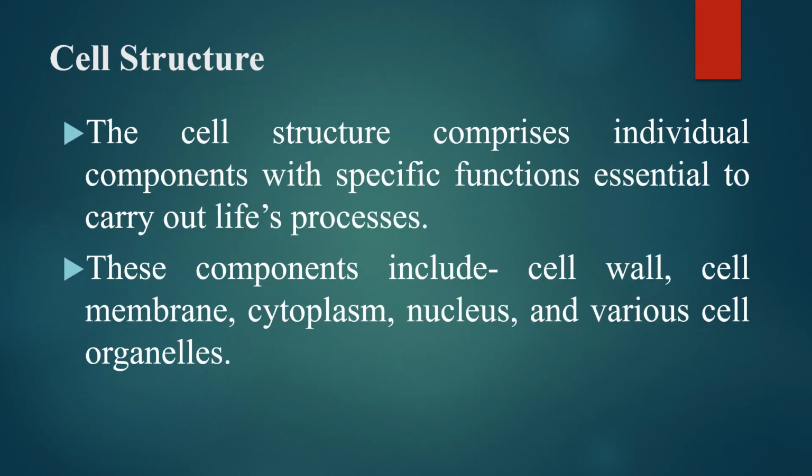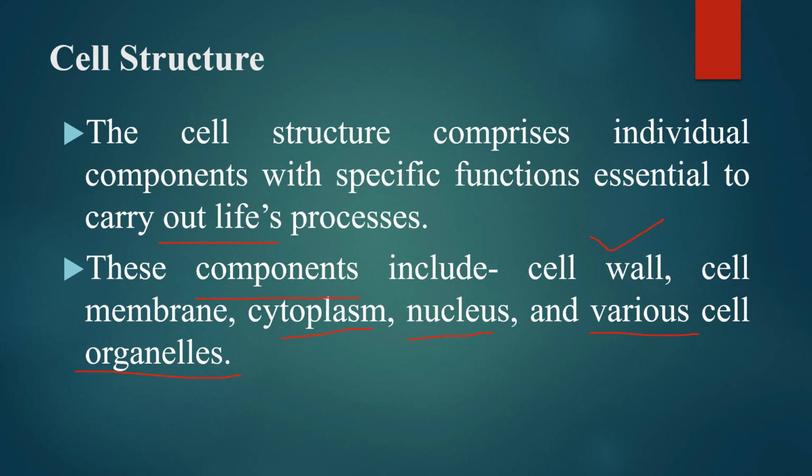Next, the cell structure. The cell structure comprises individual components with specific functions essential to carry out life processes. These include components like cell wall, then cell membrane. Inside the cell wall, cell membrane is present. Then cytoplasm. Cytoplasm is the matrix or fluid part of the cell. Then nucleus. It is the central part or brain of the cell. The nucleus controls all the activities taking place inside the cell, and various cell organelles are present.